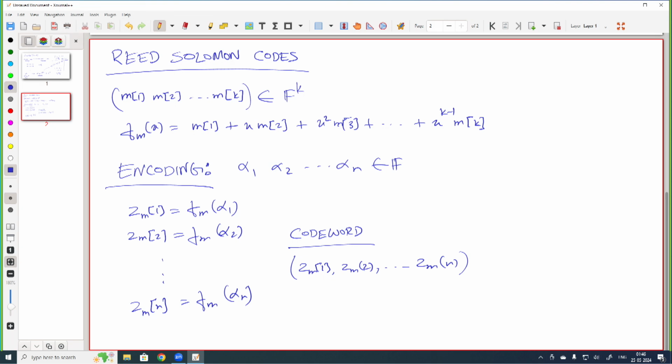So, I have told you that if you give me a message, this is my encoding scheme. I will think of the message as a polynomial and then evaluate that polynomial at some n points, and naturally n is greater than k, depending on how much error correction you want. So, can someone tell me what is the distance between two code words in this setting?